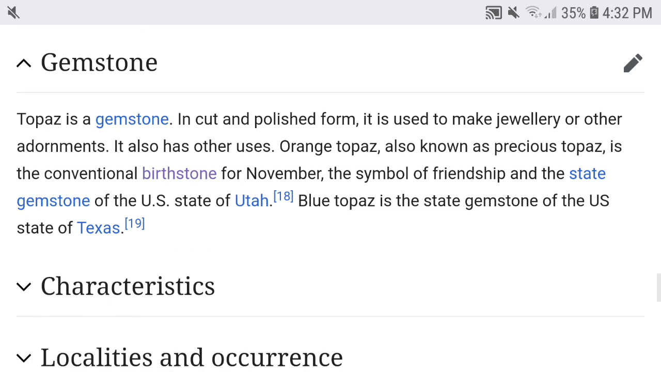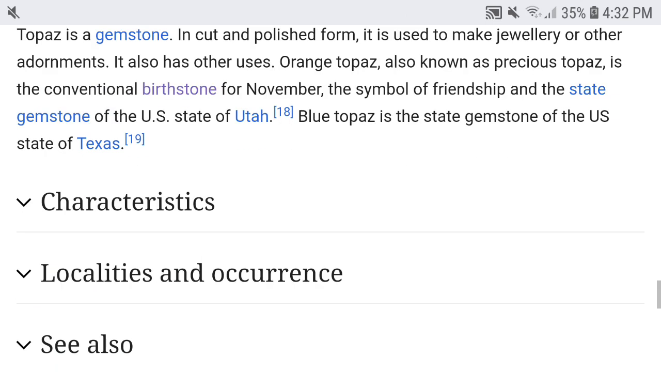Okay, gemstone. Topaz is a gemstone. In cut and polished form, it is used to make jewelry or other adornments. It also has other uses. Orange topaz, also known as precious topaz, is the conventional birthstone for November, the symbol of friendship, and the state gemstone of the U.S. state of Utah. Blue topaz is the state gemstone of the U.S. state of Texas. Oh, okay. That's interesting to know. Texas will be blue topaz.